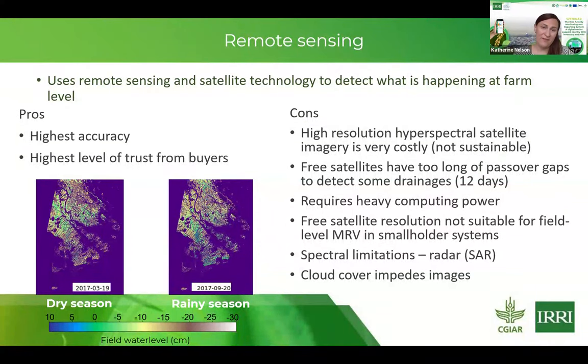And this requires very heavy computing power, which can mean that scaling this kind of technology is difficult. The free satellite imagery is generally not suitable for field level MRV, but it could be for regional or national. And then there are limitations to the spectral or spectrometry of the actual satellite, mainly also due to cloud cover and the canopy cover.